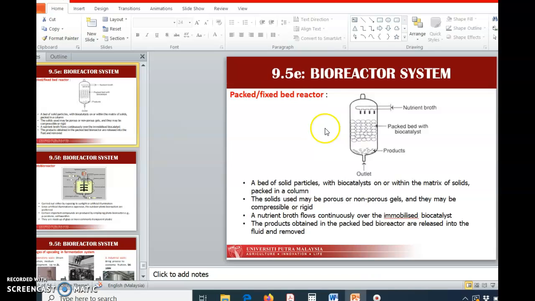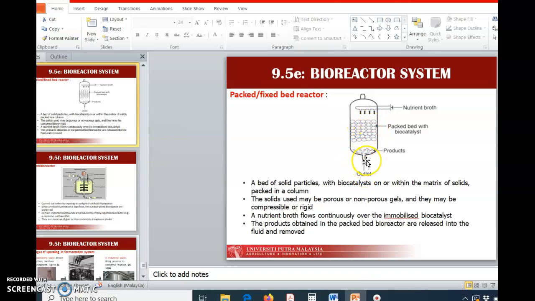Packed bed reactor. It is a bed of solid particles. They are immobilized, not the same as the fluidized bed. In a fluidized bed, the particles are suspended inside and can move around. But in this one, they are immobilized, stuck in one place with biocatalyst or within the matrix of solid packed in the column. Inside here you immobilize a biocatalyst.